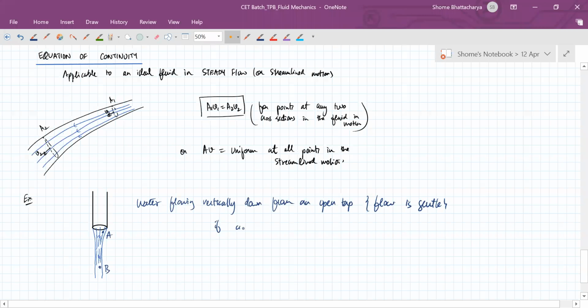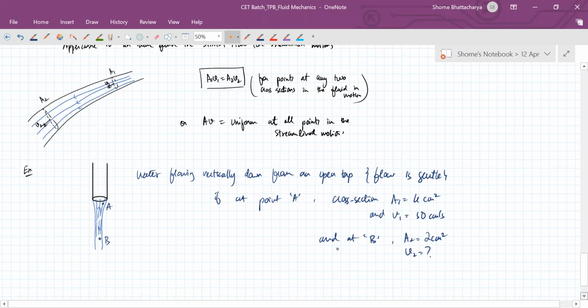So if at the point A, the cross section is 4 centimeters square and the velocity of flow is 50 centimeters per second, and at the point B, the cross sectional area becomes 2 centimeters square and velocity of flow is V2.